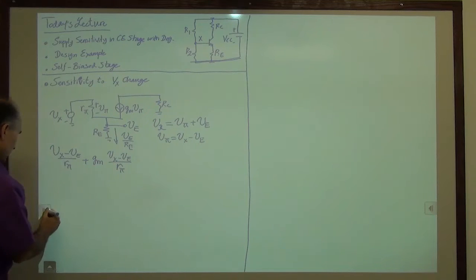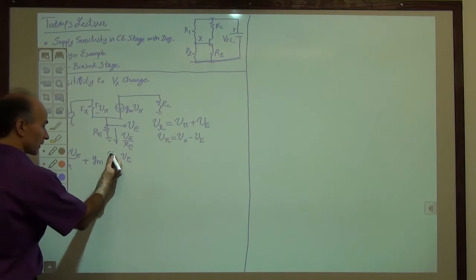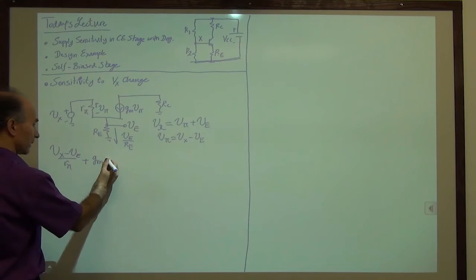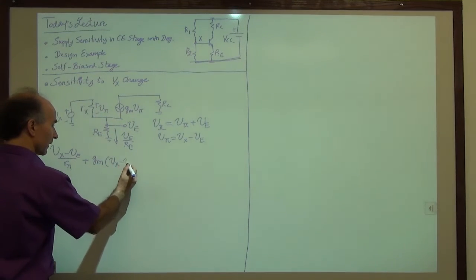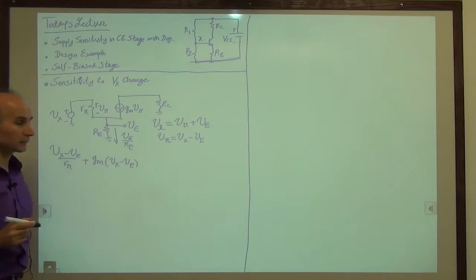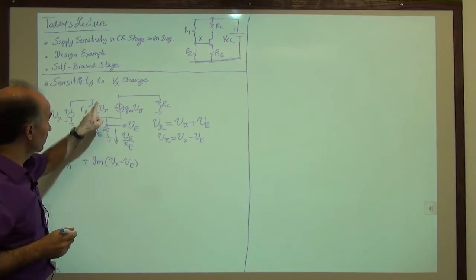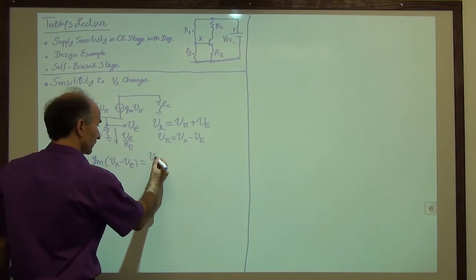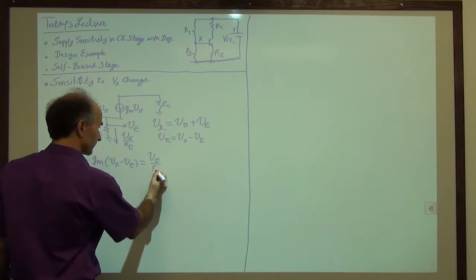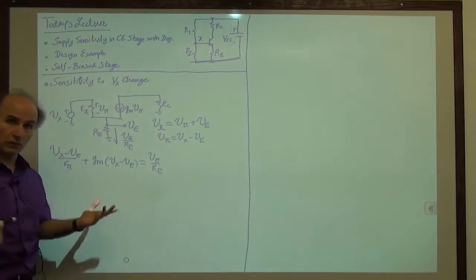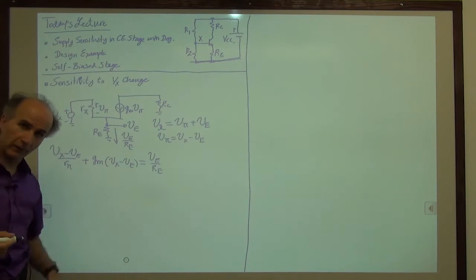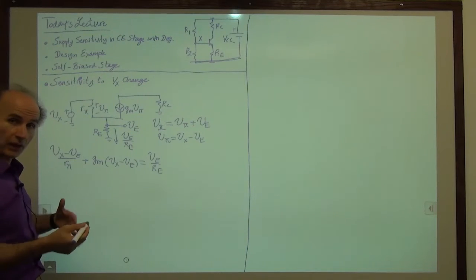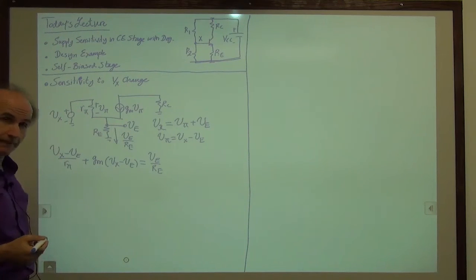Oh, I'm sorry, no, that's wrong. I just need to write Gm times V pi. So Gm times Vx minus VE as that current. These two currents have to add up to this current. So that's equal to VE over RE. So that was easy. We have VE and Vx. We can find VE over Vx. That would be the ratio, the change as it goes from here to here.